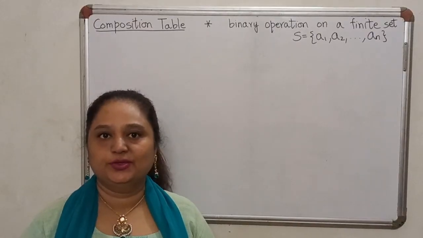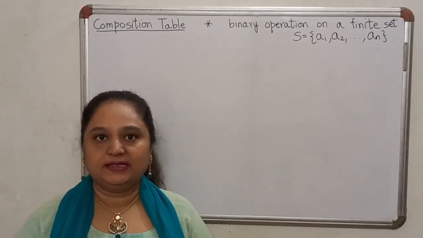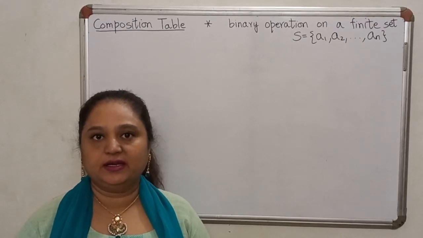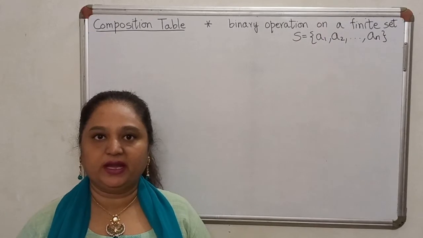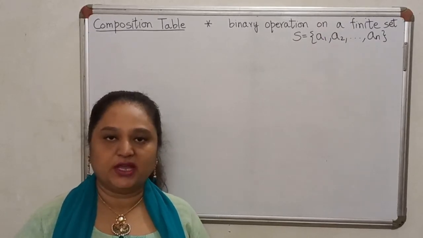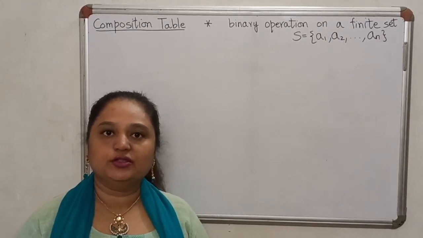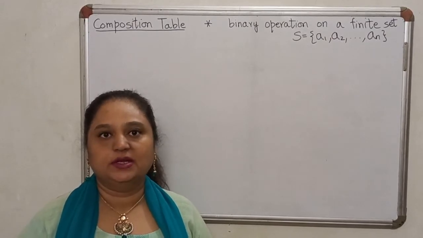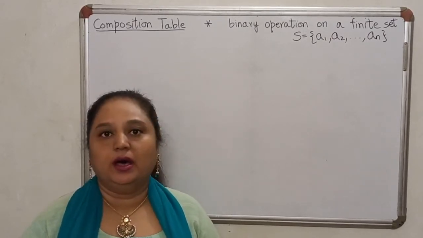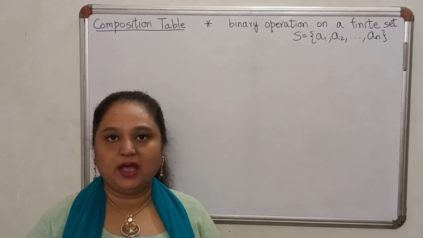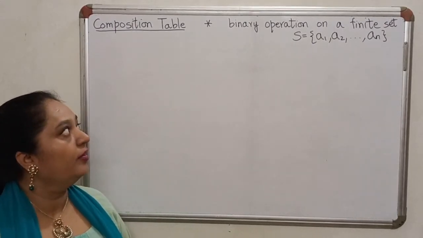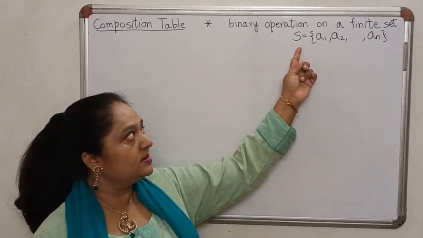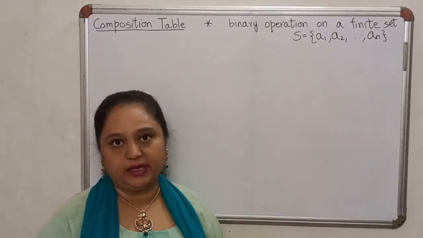Good morning, dear students. In the last lecture, we studied two types of binary operations, namely commutative binary operation and associative binary operation, and we also saw a few examples of the two. Today, we will see how to construct a composition table if my underlying set S happens to be finite.